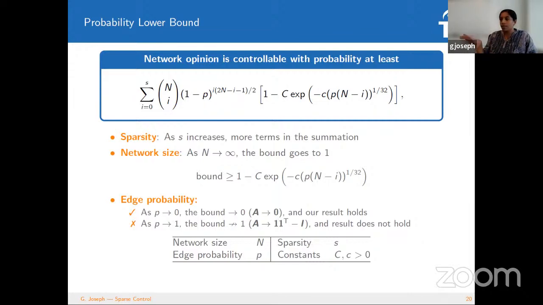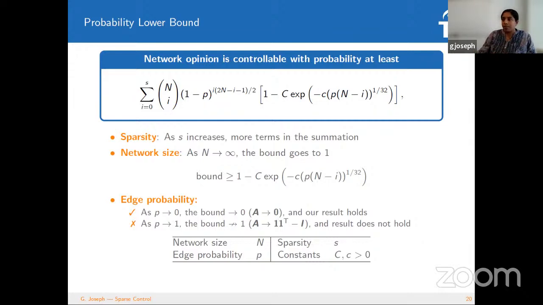But if you look at the bound, we can see that the bound also goes to 0 as p goes to 0. So our result holds when p is small. But on the other hand, when p goes to 1, everybody is connected to everyone else. So all entries of A will be 1. In that case, the controllability probability goes to 1, but our bound doesn't go to 1. So although we have a restriction on p, our result holds for small values of p, but it doesn't hold for large values of p.